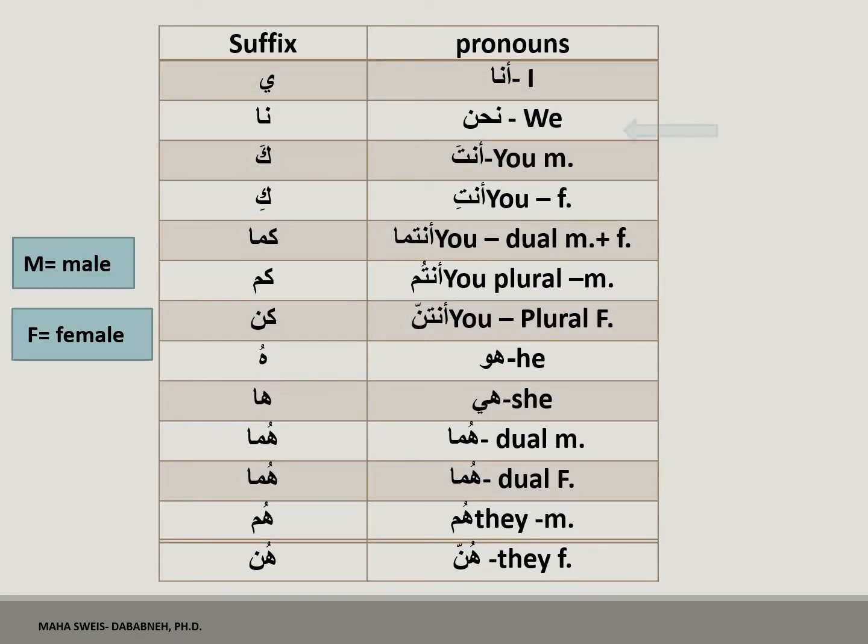The first pronoun, أنا. In Arabic language, it's different than English language. In Arabic language, for example, you say my house. My by itself and house by itself. In Arabic language, instead of my, we suffix ya.